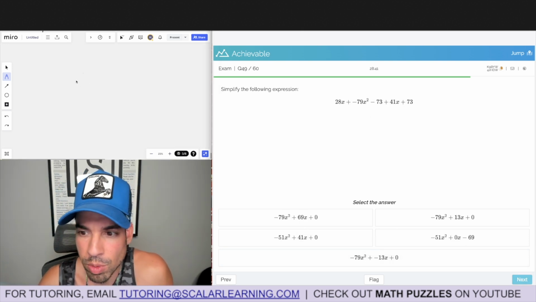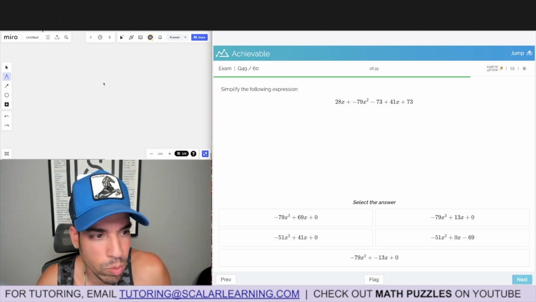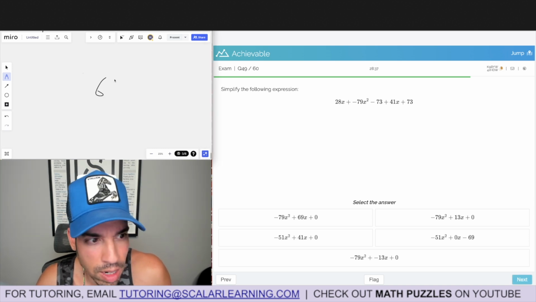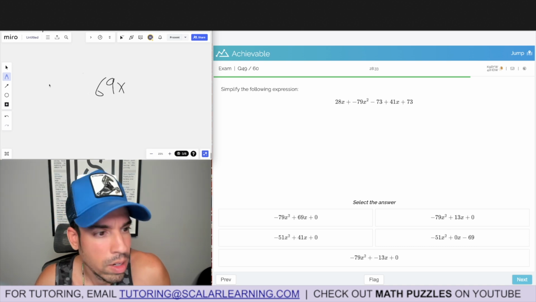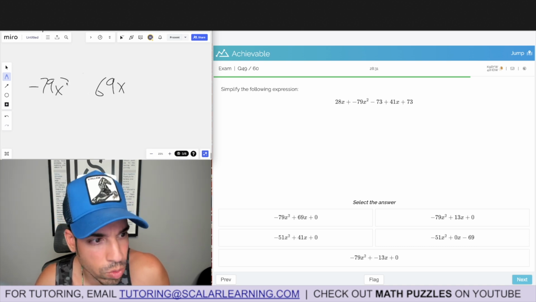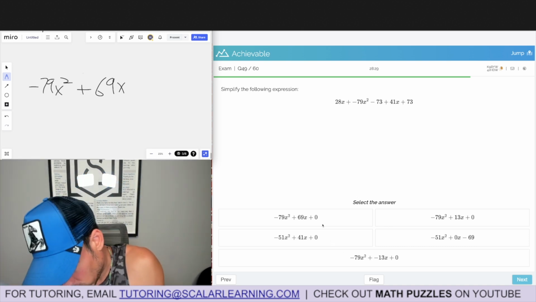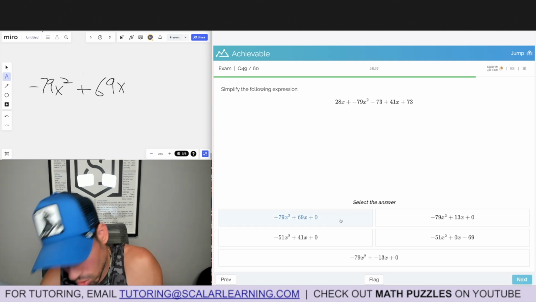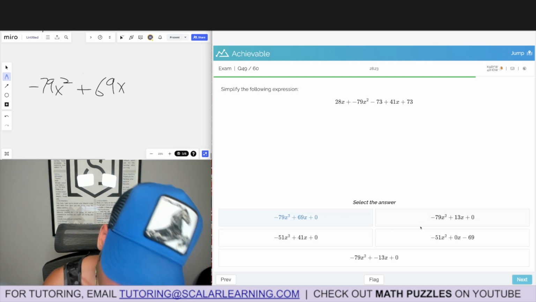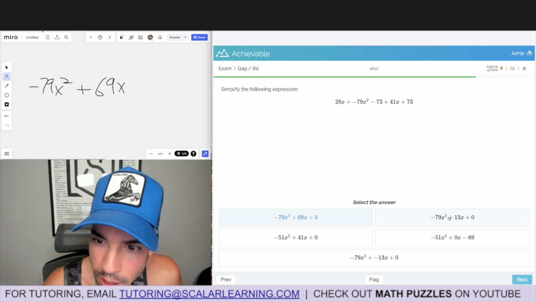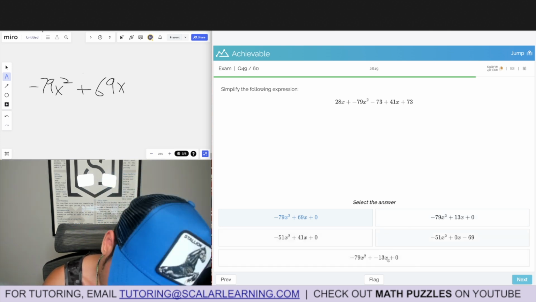Okay, simplify. So we're going to combine like terms. 28 and 41, that is 69x. 73 and negative 73 cancel out. And then we have negative 79x squared at the front. So there we go: negative 79x squared plus 69x plus 0. But we don't need the 0, of course. Hold on, let's make sure. Negative 79x squared. Yep, that's wrong. It's got to be that.